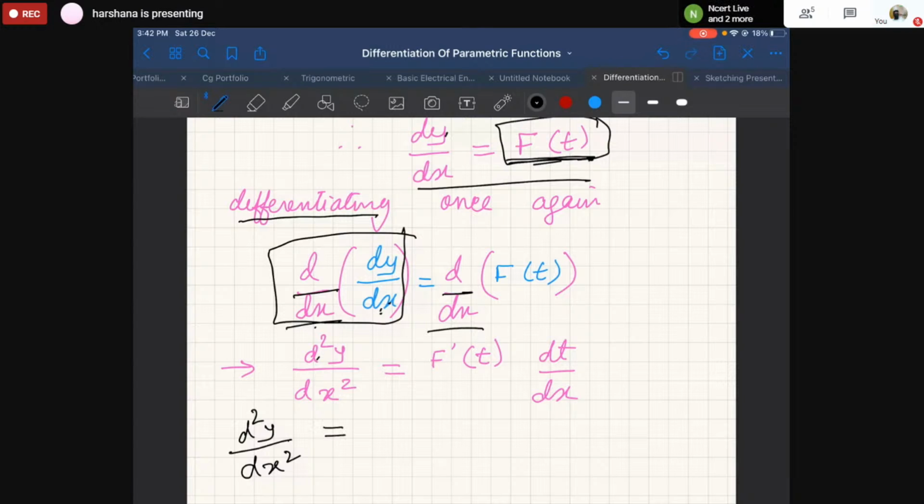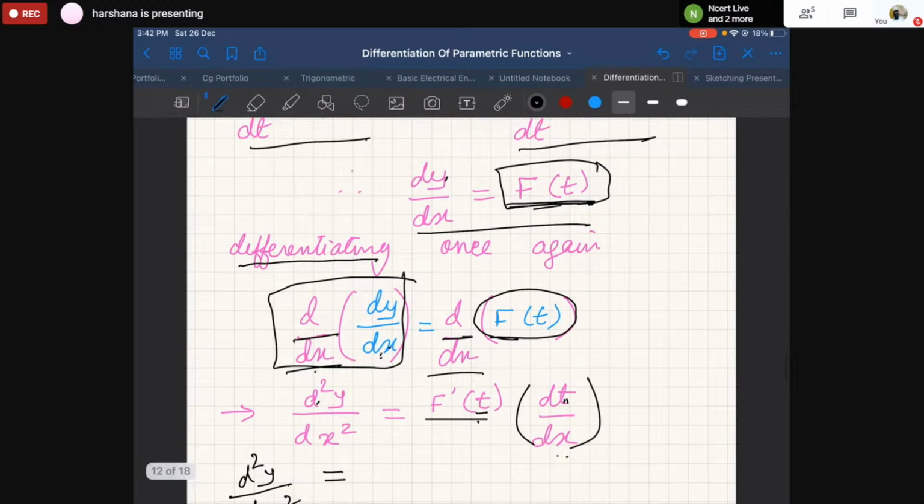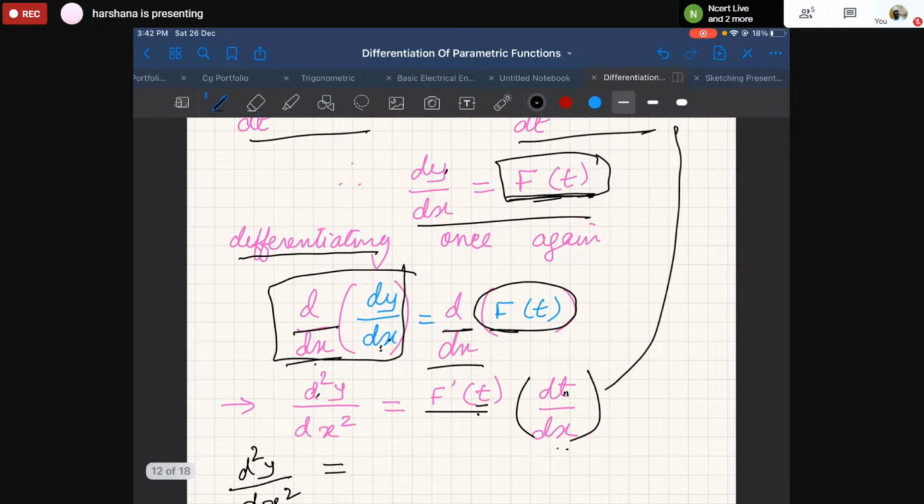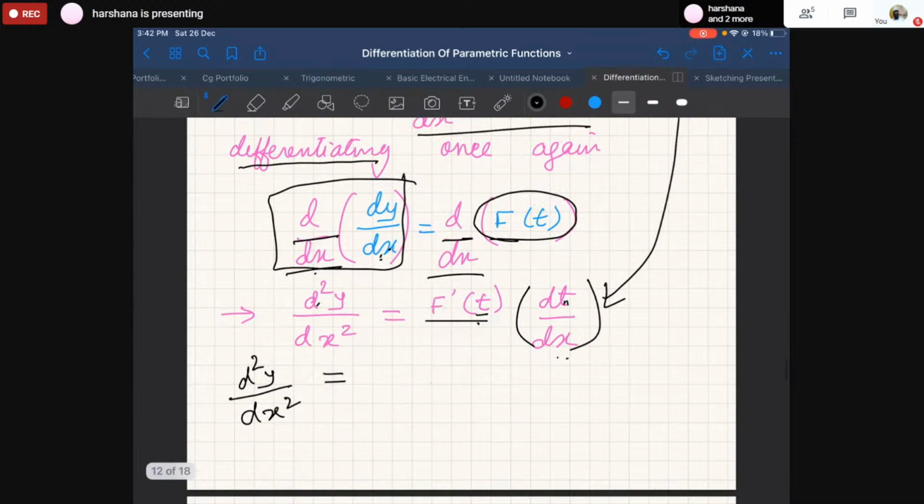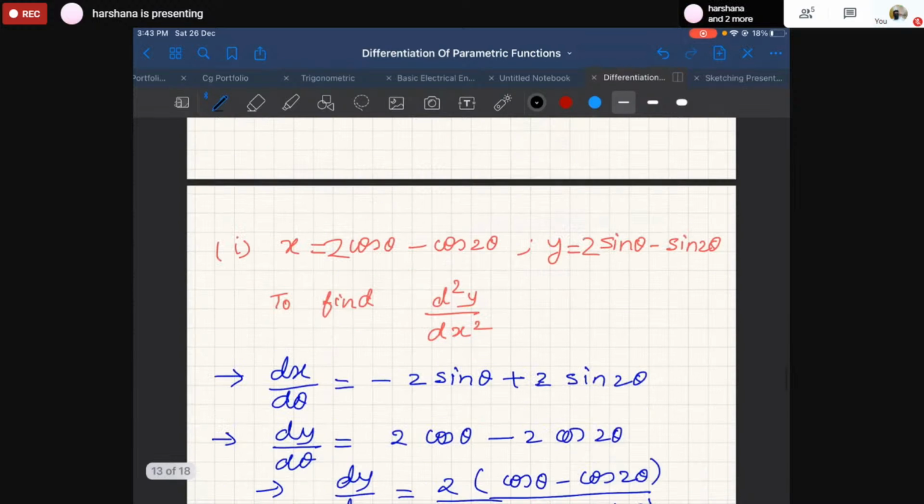And on the right side, it's a function in t. So let us first differentiate that function of t. That gives us f prime t. Then we take up the chain rule. That is, t has to be differentiated with respect to x. So we have dt on dx. And we already have the value of dt on dx. Bring that here. So that gives us the next derivative, that is the second derivative of that expression.